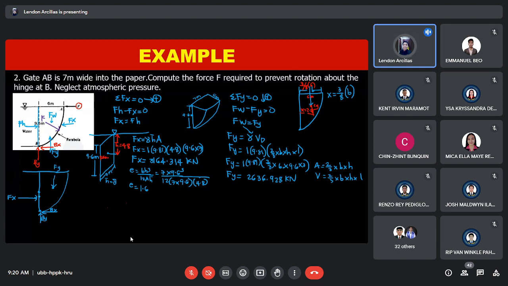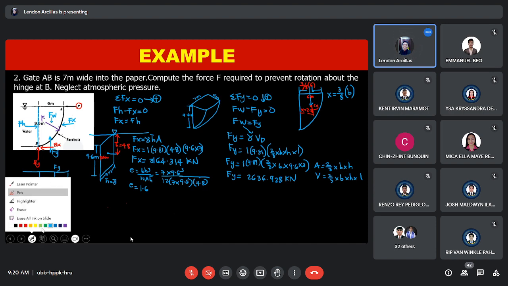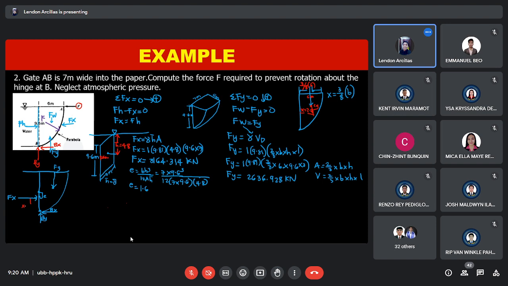Magte-take pa ba? Yung F of x, magte-take tayo ng moment sa B. So this is centroid ng 9.6, so that is 9.6 divided by 2 minus the e. So therefore, yung F of x natin or F of h is 3.2 from B, since ang e natin is 1.6 and this is half of 9.6.